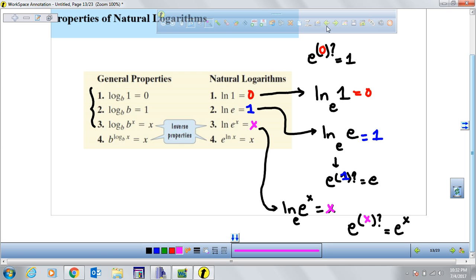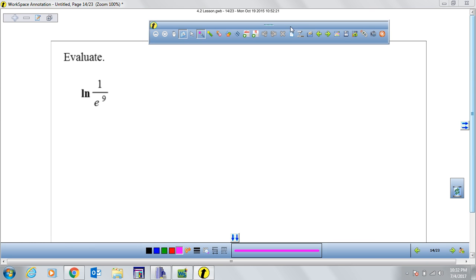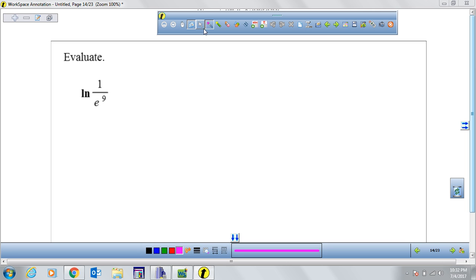Now let's answer one more question here using the natural log. So we have: evaluate ln of 1 over e to the 9th power. Now, let's remember one thing. What does 1 over e to the 9th power mean? It means e raised to the power of negative 9. Remember, the reciprocal makes it become a negative exponent. That's the negative reciprocal rule.